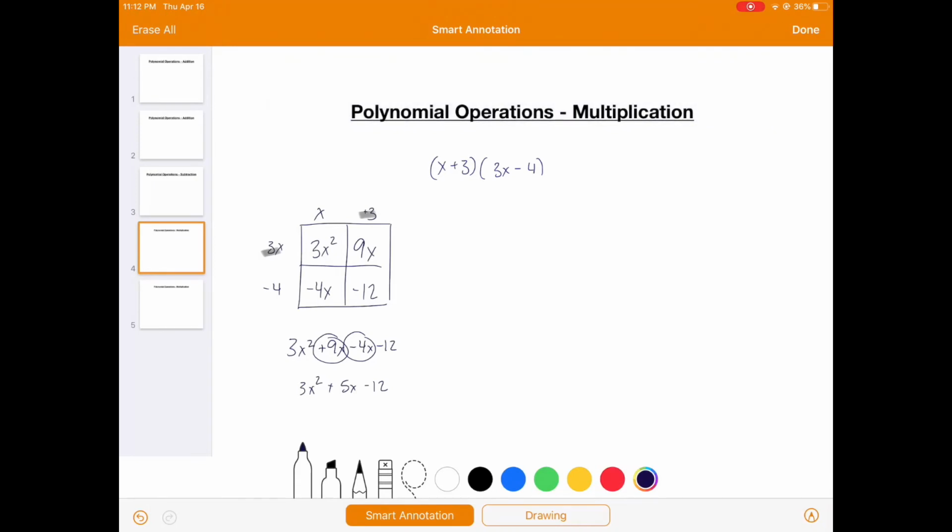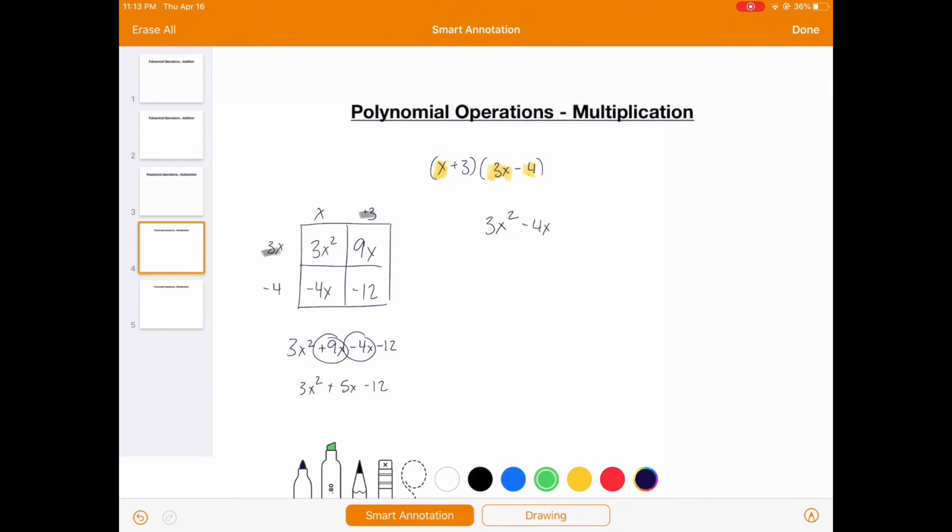So you can do it that way, or you can do it where you're just making sure you multiply everything in one set of parentheses by everything in the other. So when I say that, what I mean is that I can do x times both 3x and times negative 4. So x times 3x is 3x squared. I don't know why I put that in a highlighter. That's not going to work. Try that again. So x times 3x is 3x squared. X times negative 4 is negative 4x.